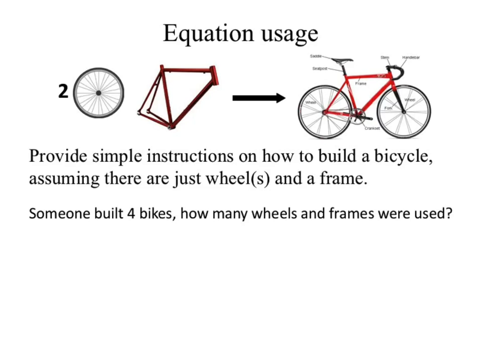Right? Once I have that, someone built 4 bikes. How many wheels and frames were used? 8 wheels, 4 frames. You did that really, really fast. Did you write anything down for that? No. Why not? Because I can count to 8. Mm-hmm. What's that? Because we're in college.